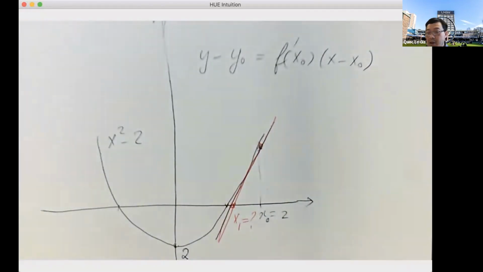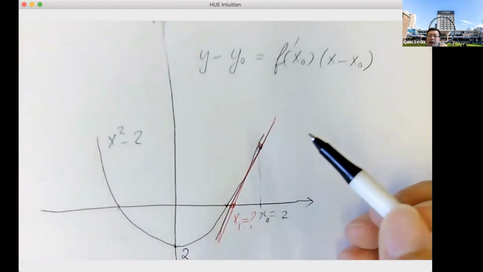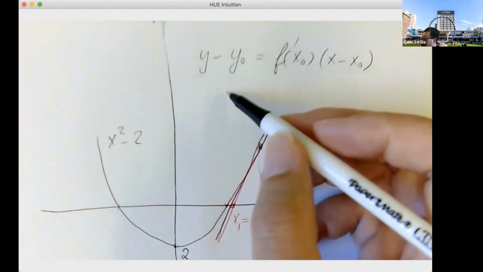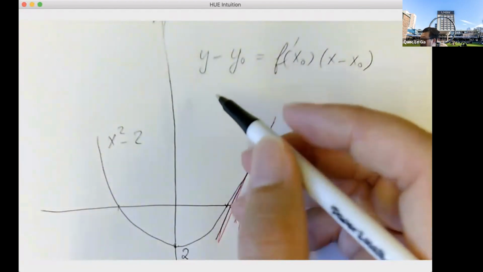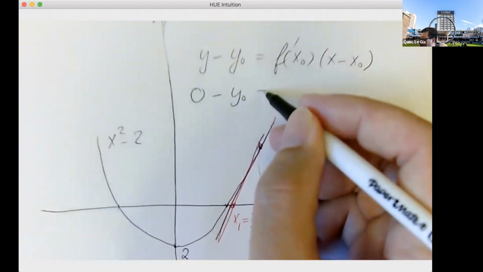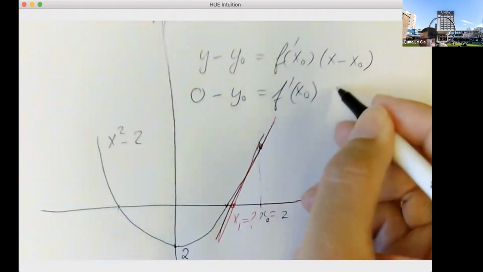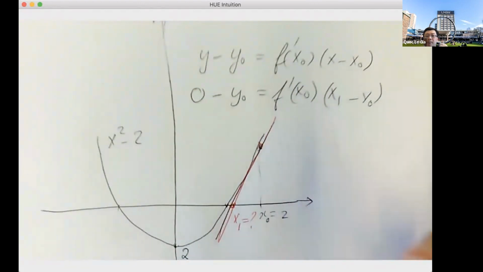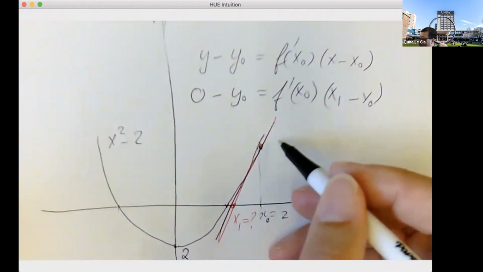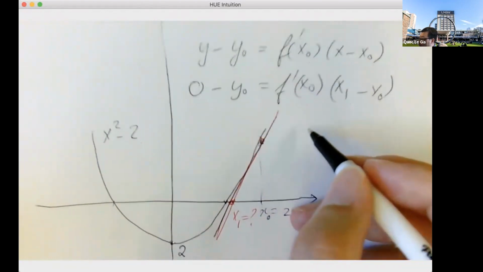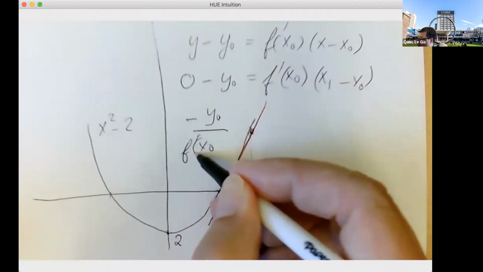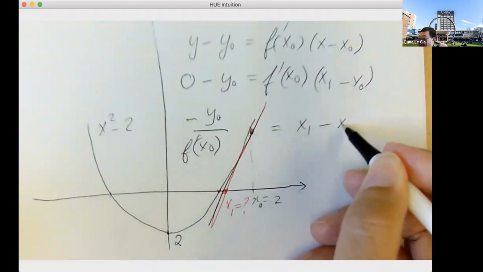So it's correct, yeah? But now I want to follow you, but I want to leave it at x0 and y0, yeah? So now I just set y equals 0, yeah? So if I set y equals 0, then I have x equal x1, right? So this is x1 minus x0, yeah? Then what do I have? I just have minus y0 divided by f prime x0 equal x1 minus x0, right?